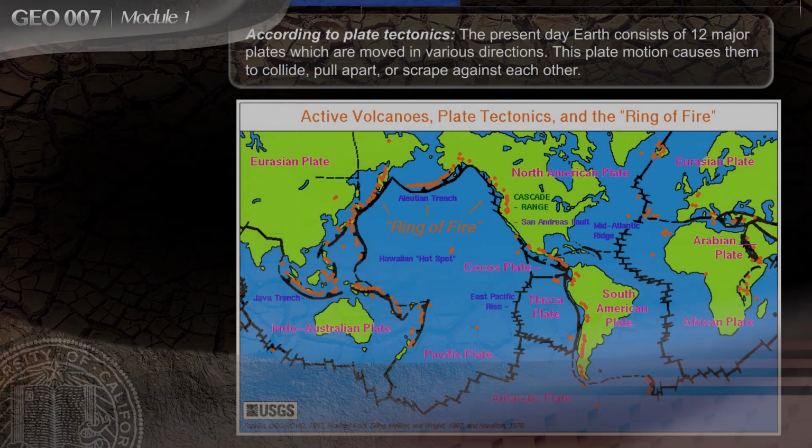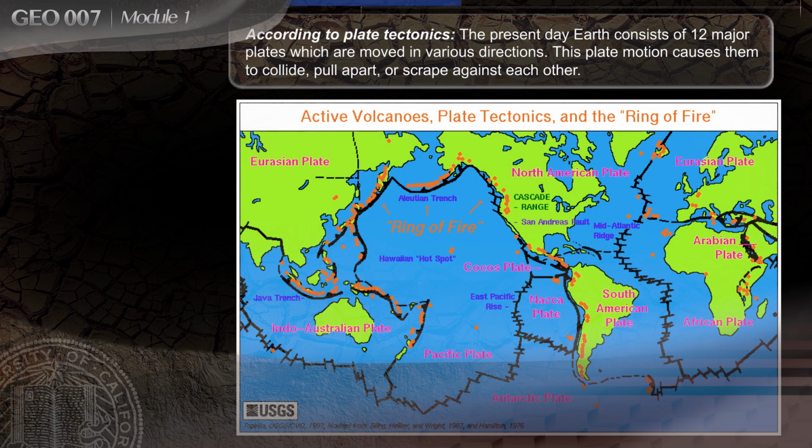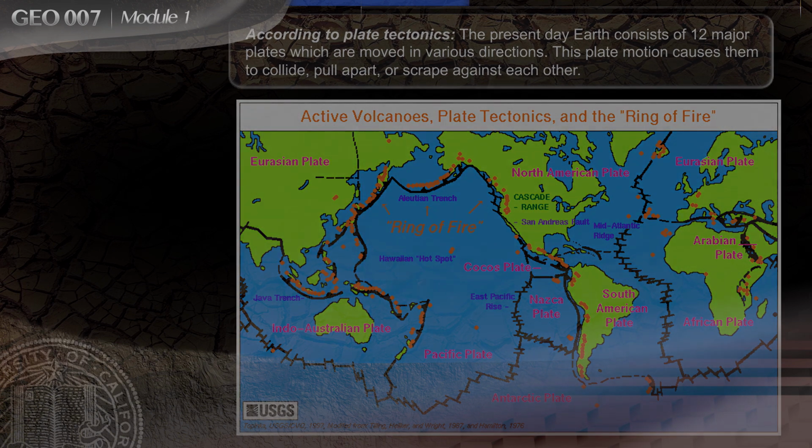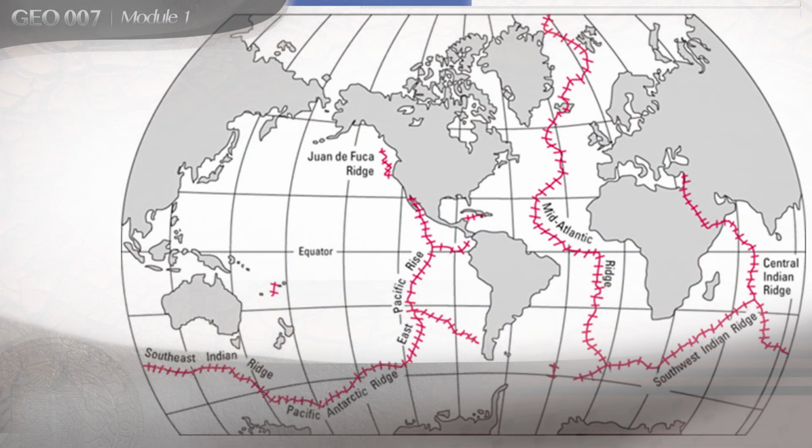According to plate tectonics, the present-day Earth consists of 12 major plates, which move in various directions. This plate motion causes them to collide, pull apart, or scrape against each other. As a result of plate tectonics, present-day scientists recognize a so-called ring of fire, the chain of active volcanoes and earthquakes located along the plate boundaries.